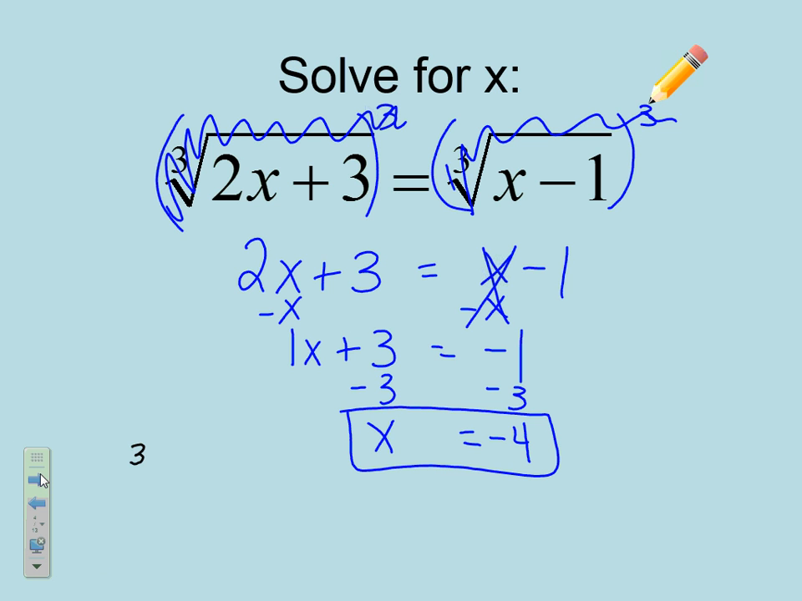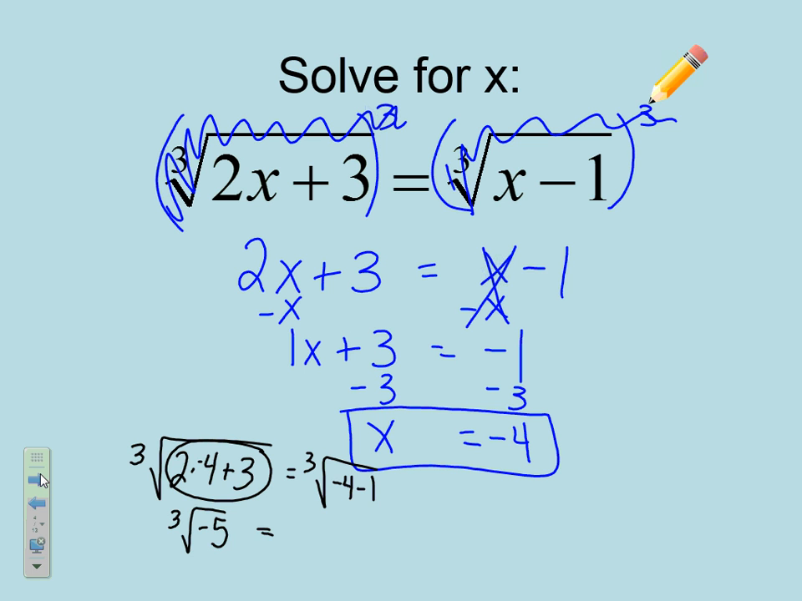And if I plug it in, 2 times negative 4 plus 3 on one side, the cube root of negative 4 minus 1 on the other side. Let me compute this underneath here. 2 times negative 4 is negative 8. Plus 3 more makes negative 5. I have the cube root of negative 5 equals, on the other side, I also have the cube root of negative 5. Yay, it checks out. Both sides are in fact equal.